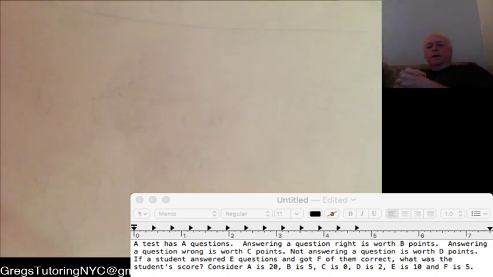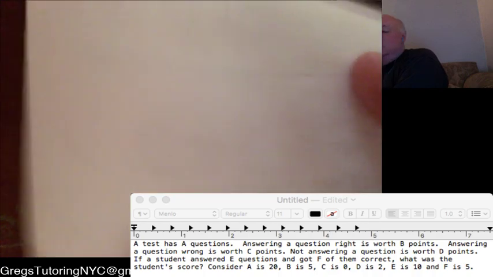A test has A questions, where it says 2, 4, 5, 10, whatever. Answering a question right is worth B points. Answering a question wrong is worth C points. Not answering a question is worth 0 points. If a student answered E questions and got F of them correct, what was the student's score? And then I'm going to give considerations for what some of those things could be. All right. So this is kind of interesting.